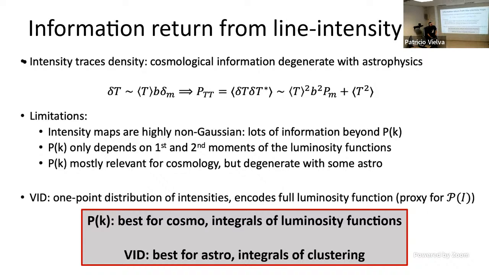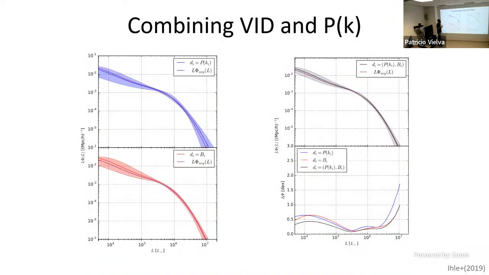Okay, good. So we can combine them, of course, taking into account the whole covariance of that, and this is some simulated study of that. For astrophysics, we can see how, once we probe the luminosity function with a different combination of probes, this is with the power spectrum, this is with the VID, this is with the combination of the two, and if we compare the fractional errors of the luminosity function, we can see that we are improving quite a lot. In some cases, even almost half an order of magnitude in the sensitivity that we have for the luminosity function. And here, for the bright end, we are even more than one order of magnitude better.